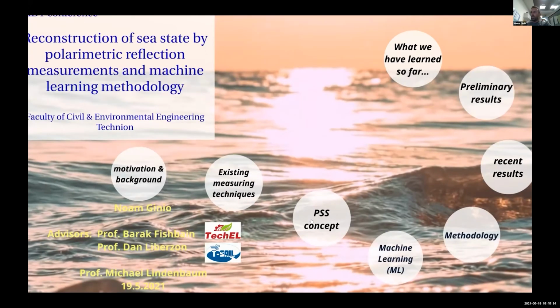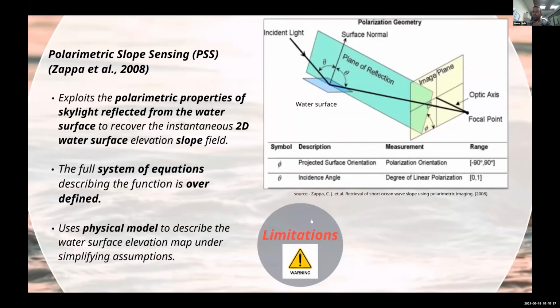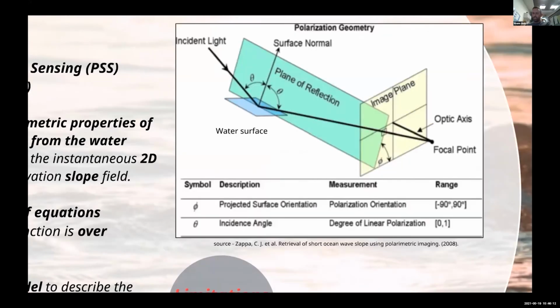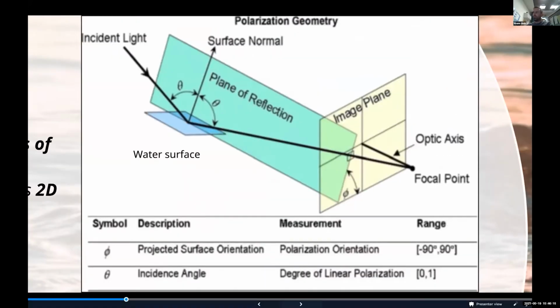Here I'll present the research that we base our research on. It's Zappa, published in 2008, the polarimetric slope sensing, the PSS, which exploits the polarimetric properties of skylight reflected from the water surface to recover the instantaneous 2D water surface elevation slope field. He used a system of equations that describe the function, which is overdetermined. He uses a physical model to describe the water surface under simplifying assumptions. And here we can see a geometric representation of the problem.